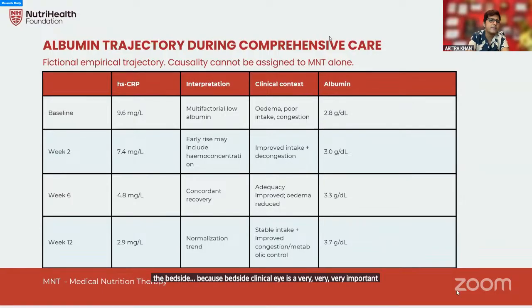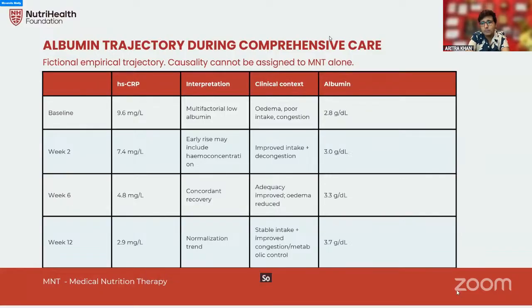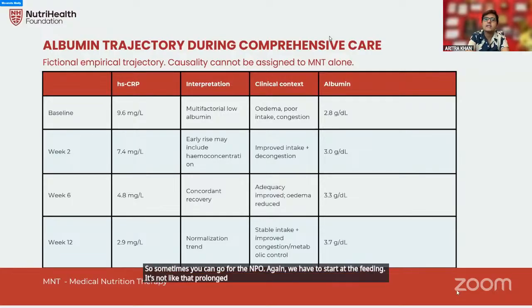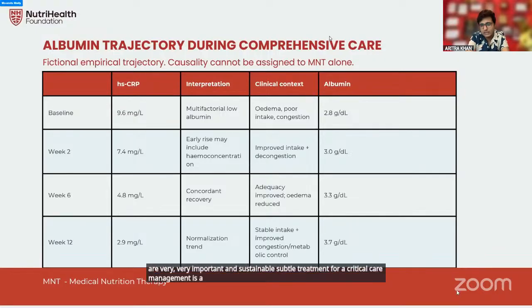You always have to go, because I have seen many patients where sepsis was going on, noradrenaline was going on, so there are changes. If the patient is on nasogastric feeding, sometimes you can go for NPO. Again, we have to restart the feeding. It's not that prolonged feeding can manage the patient, or that immediately starting a high protein diet can manage the patient. It could be a slow progression, followed by blood workup, and a very important, sustainable, subtle treatment, because critical care management is multifactorial.